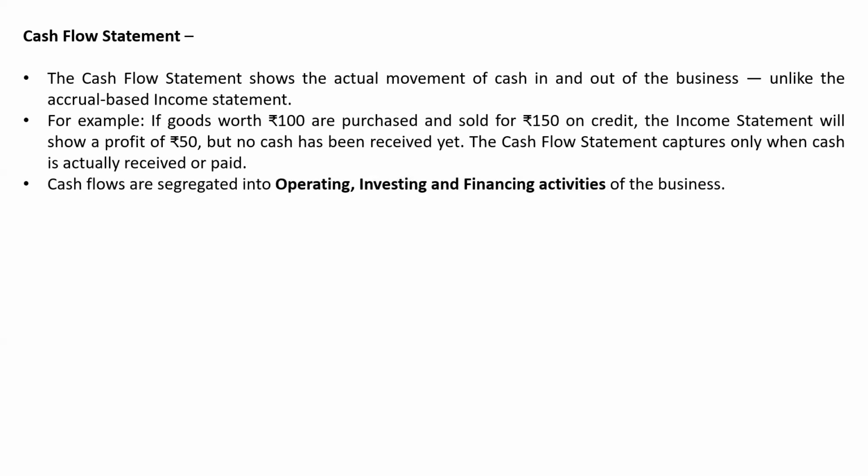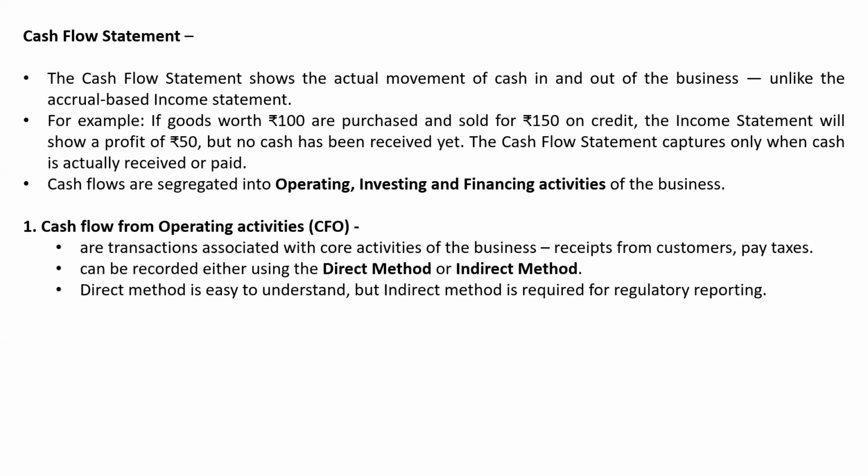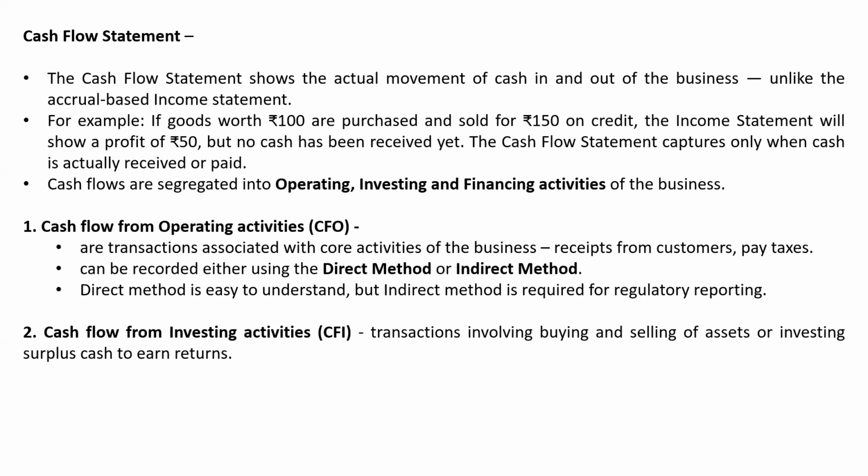The cash flows are categorized into three main activities. First is the cash flow from operating activities. These cover the core day-to-day operations, that is, cash received from customers, cash paid to suppliers, payment of salaries, taxes, etc. This section can be prepared using either the direct method or the indirect method. I will explain the difference between these methods when we do the example. For now, just know that the direct method is easier to understand, but the indirect method is required for external and regulatory reporting.